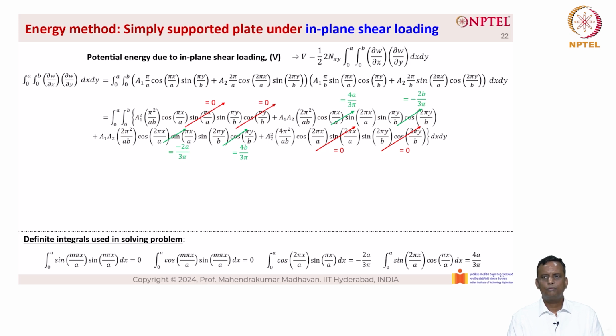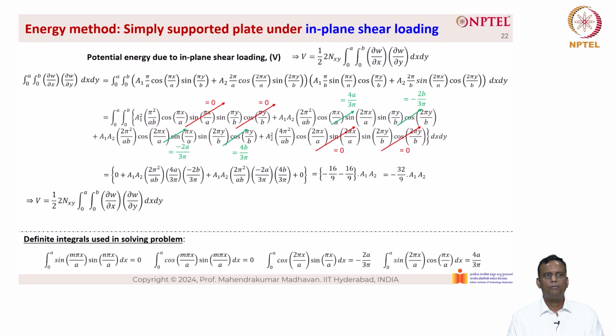We have the value 4a by 3 pi, and when the cos term is twice the sine term, as you can see here, the integral of 0 to a of cos 2 pi x by a into sin pi x by a into dx is given as minus 2a by 3 pi. So, we substitute these above values and simplify this further. As you can see here, the final value is given as minus 32 by 9 into a1 into a2.